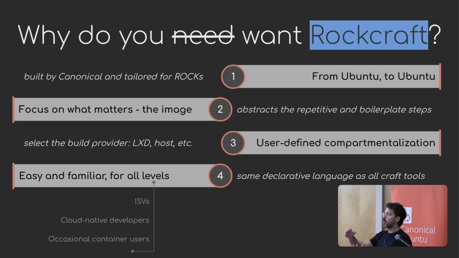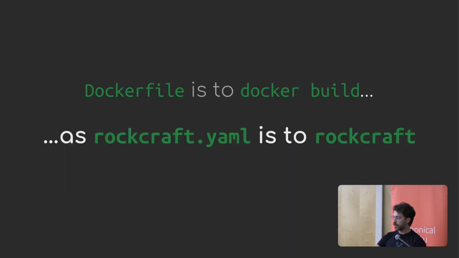You can still do all of the imperative things. If you want to script stuff and go very deep into what the build should look like, you can still do it. But if you want to keep it simple, it's all YAML, no code whatsoever. So a Dockerfile is to Docker build the same way as a Rockcraft YAML is to Rockcraft. Okay, that's the input recipe.